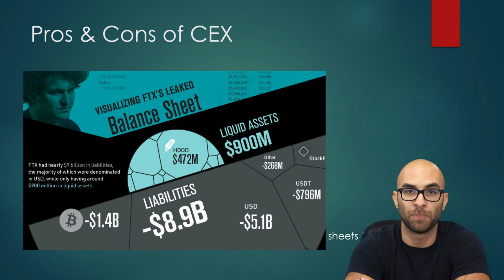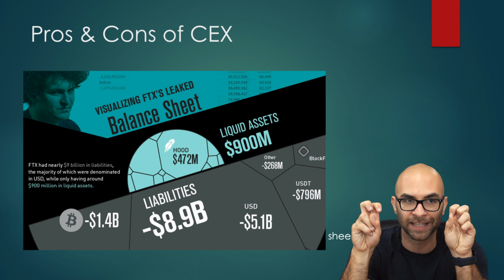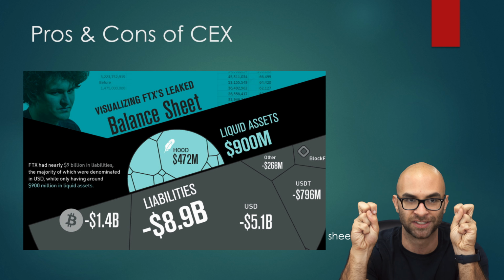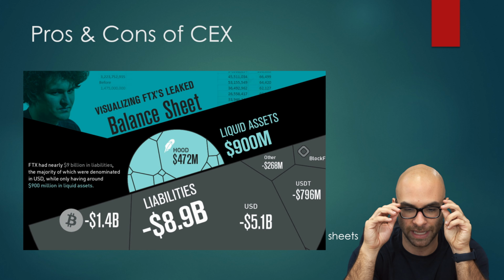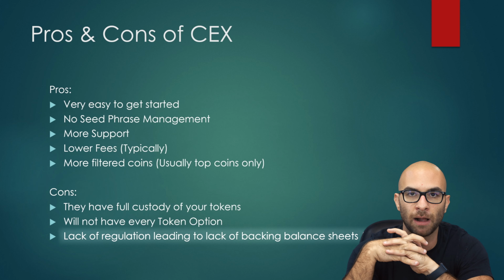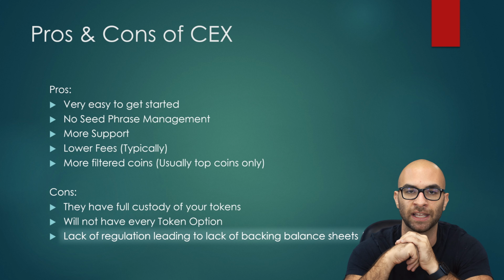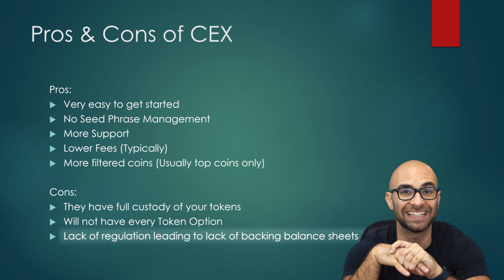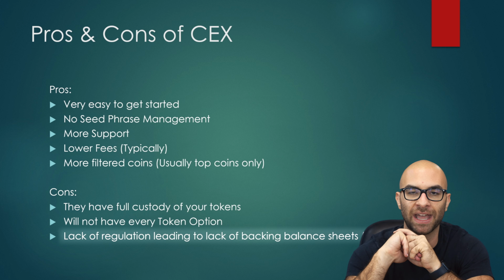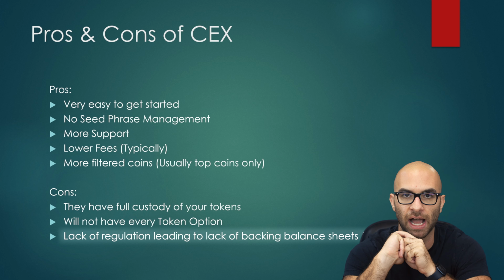They lost over $9 billion worth of their users' assets because a lot of their backing of their actual tokens was their own token that didn't really have much value. And that's part of the problem without having stricter regulations. They were able to do this sort of thing. It wasn't as transparent as it needed to be. And this is why I don't recommend holding your crypto on a centralized exchange.